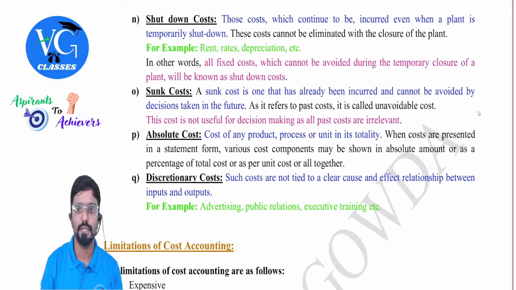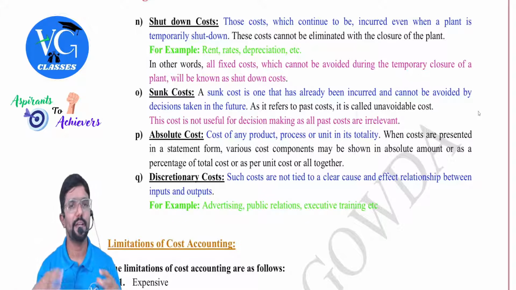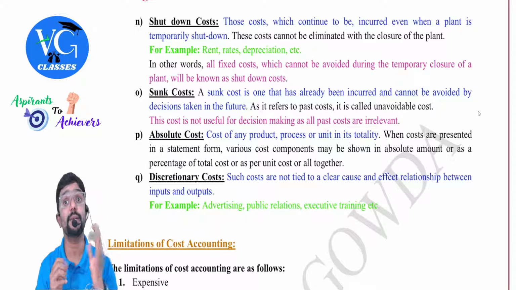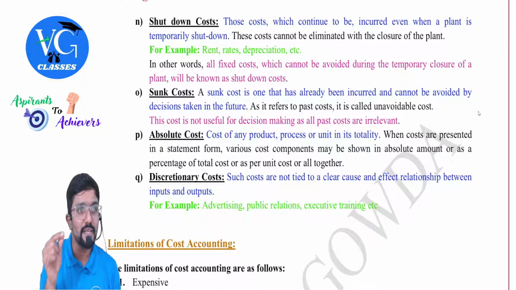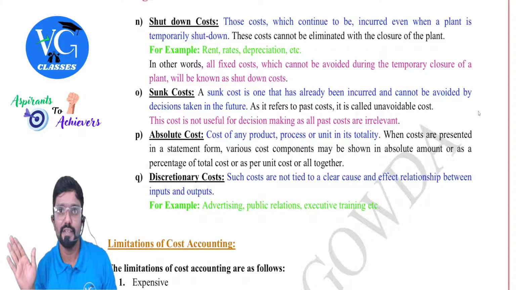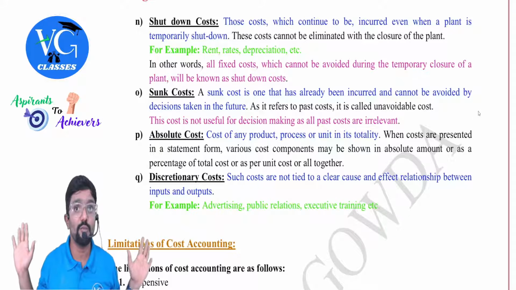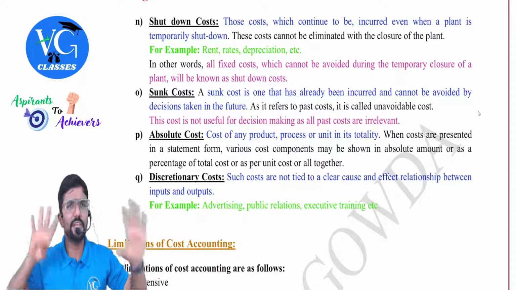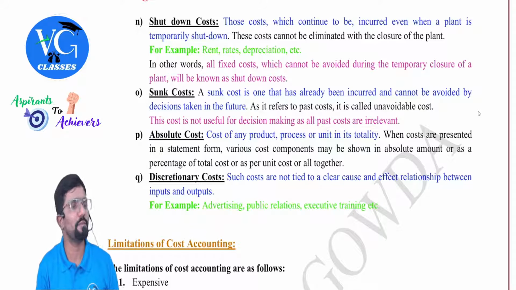Next, shutdown cost. Shutdown cost means, sir, for 2-3 months I don't have business. So I'm temporarily thinking to close my business for a temporary period. Even if I close the business, there will be some cost which I will continue to incur. That is called shutdown cost. I'm not permanently shutting down my operation. Assume I'm doing a seasonal nature of business. 9 months I will have business, 3 months I will close because I don't have any business.